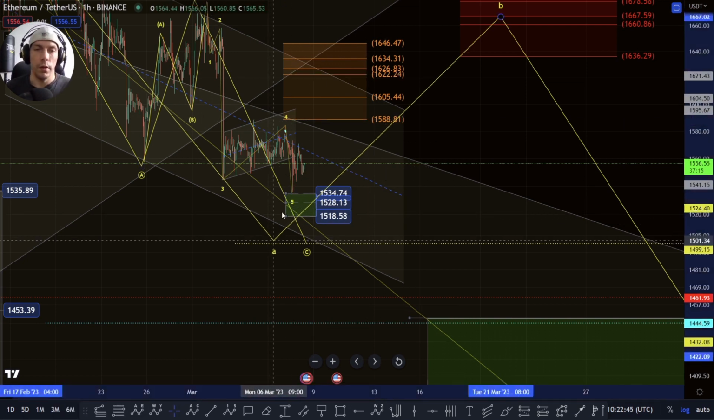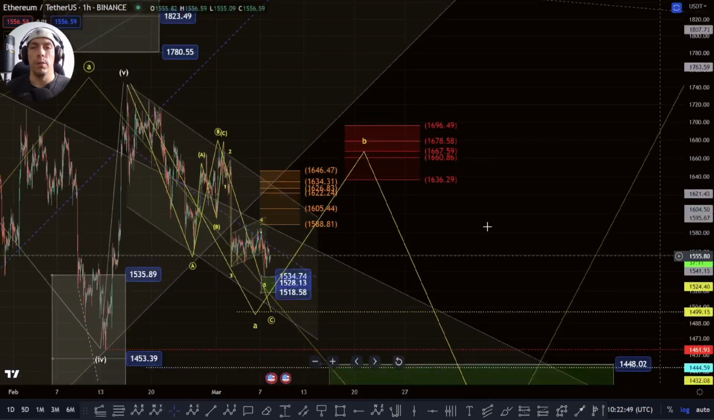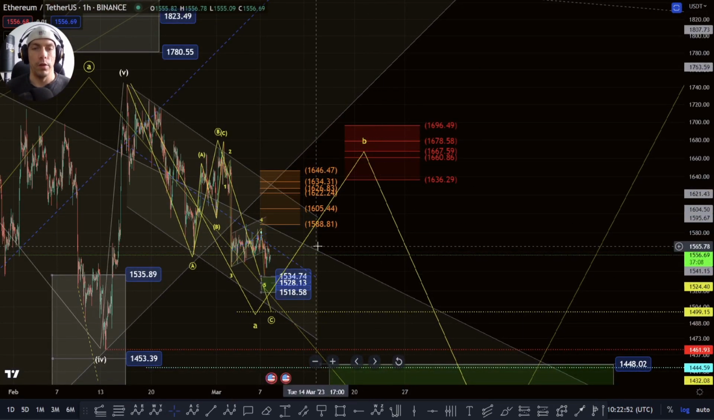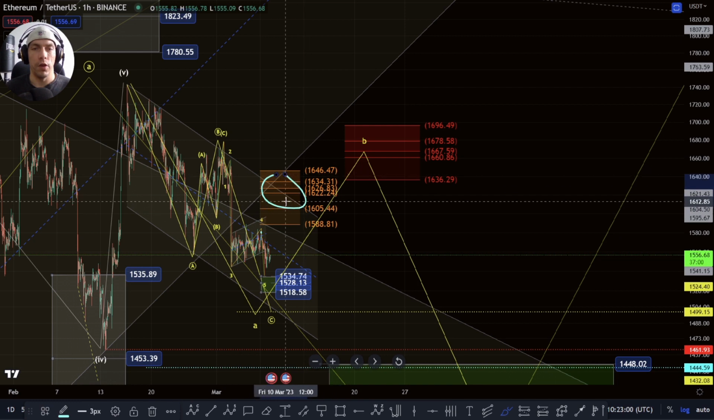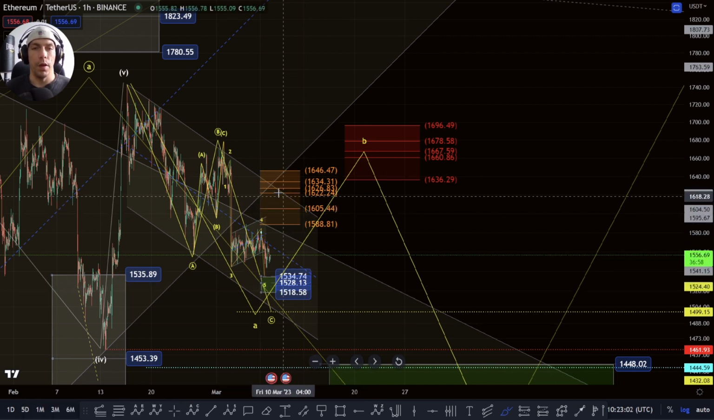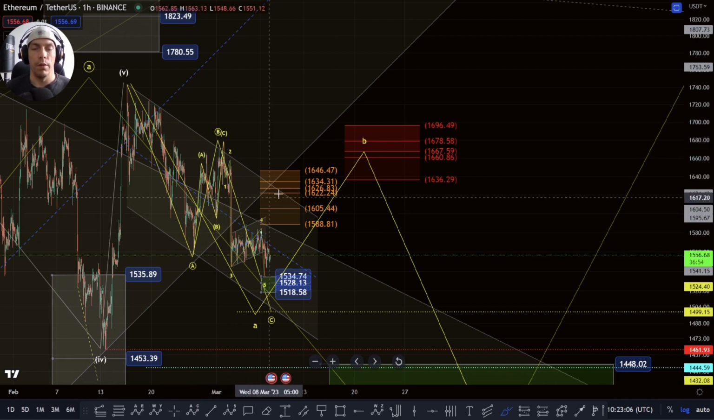If we want to argue that this A wave is actually completed here, then potentially we could be looking for a bigger retracement here, and that would be this red box area. So if we're looking for that bullish count, we have some areas of resistance we need to get over. We need to get over this channel. We need to break above this fib resistance area. We need to take this B wave high.